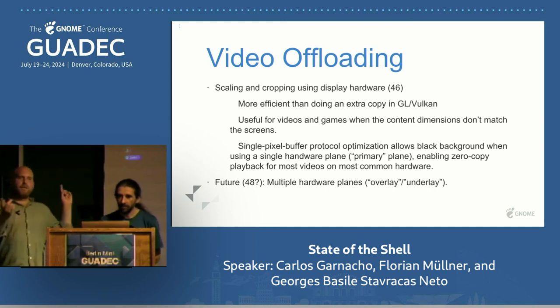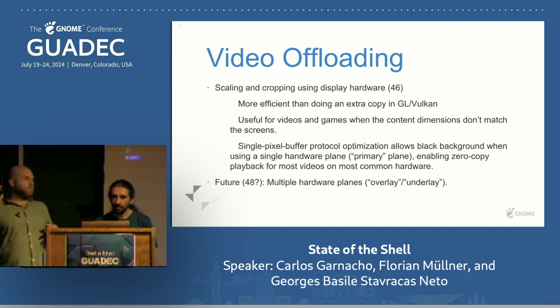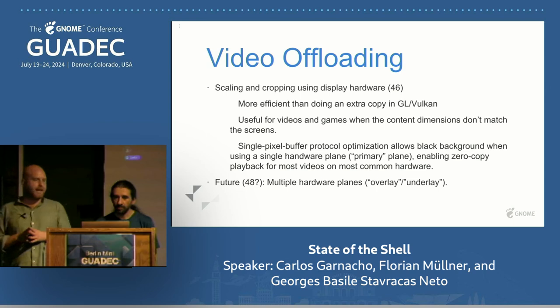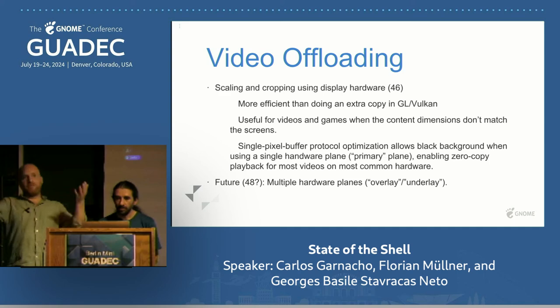I didn't say that this YUV support landed in 45. And in 46, we had a few improvements on that side, especially that we finally started to use dedicated display hardware to support scaling and cropping. That means a client can send us content, and even if it doesn't match the screen exactly, for example a video in full screen mode that doesn't have the exact resolution we need for the screen, we can now use very efficient hardware to scale it.